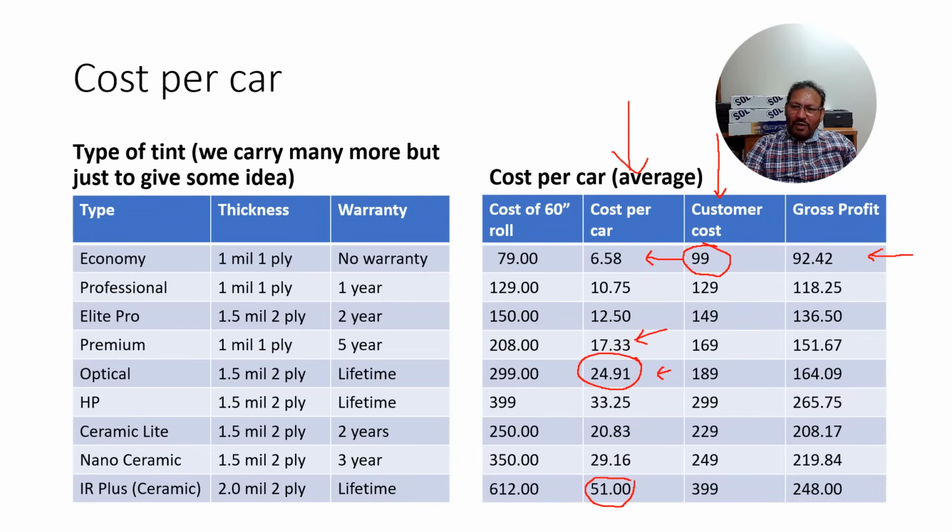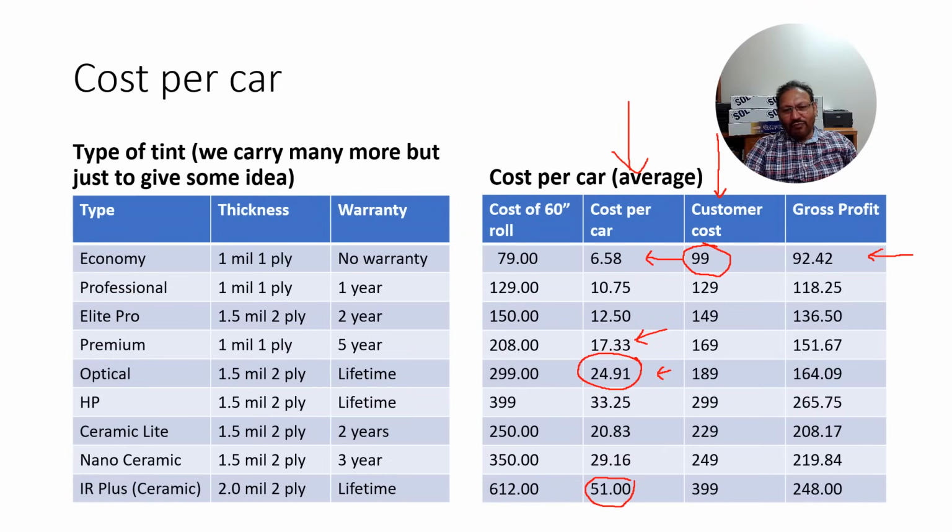So what I'm trying to say is, how did I come to this cost? It was very simple. I take the cost of the roll for a 60-inch roll. I assume that every car is going to be covered by 41, 42 square feet of tint. And so what I do is I divide this by 12. So every 60-inch roll should give you about 12 cars. Approximately, this is how the cost comes.